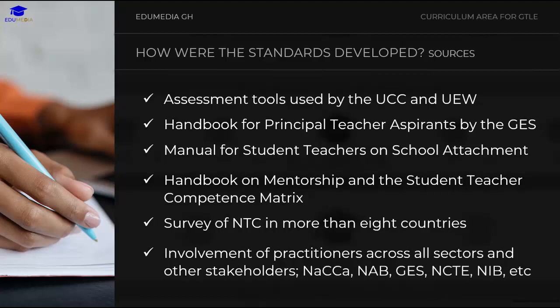We have the National Council for Tertiary Education, the National Accreditation Board, we have the Ghana Education Service themselves, we have the National Inspectorate Board, and the National Council for Curriculum and Assessment was also involved in the preparation of these standards. Now, with all this out of the way, let's look at the curriculum itself.